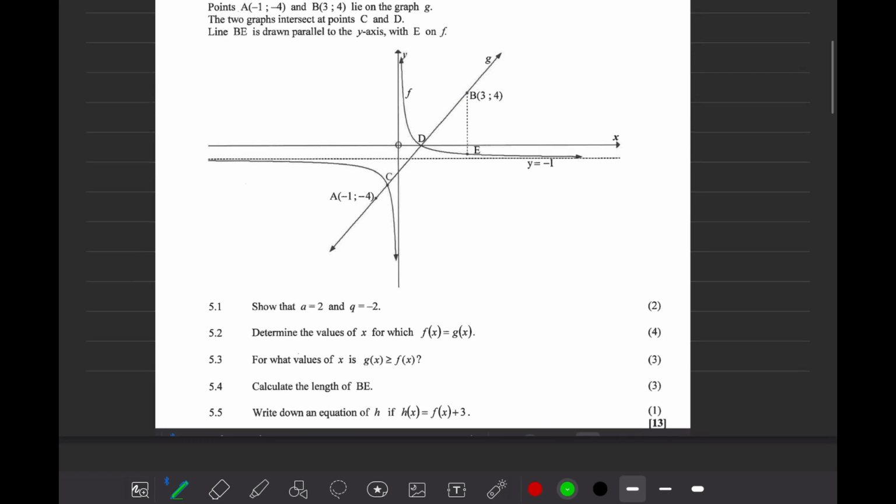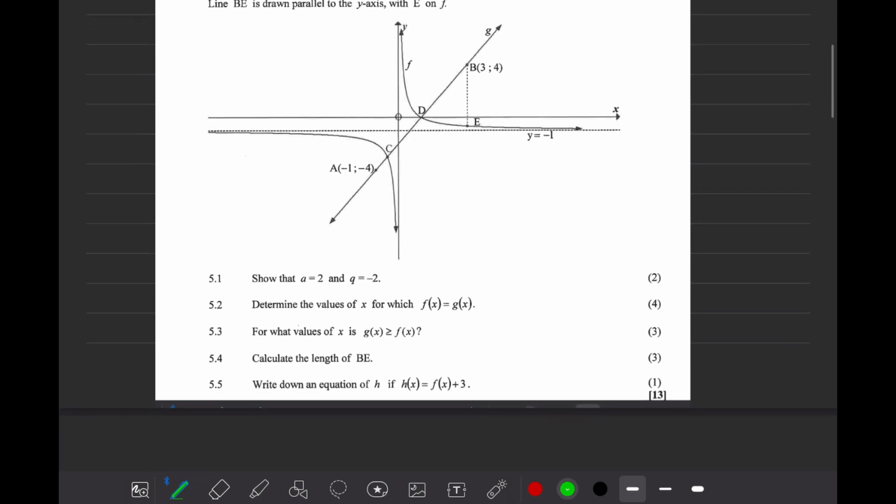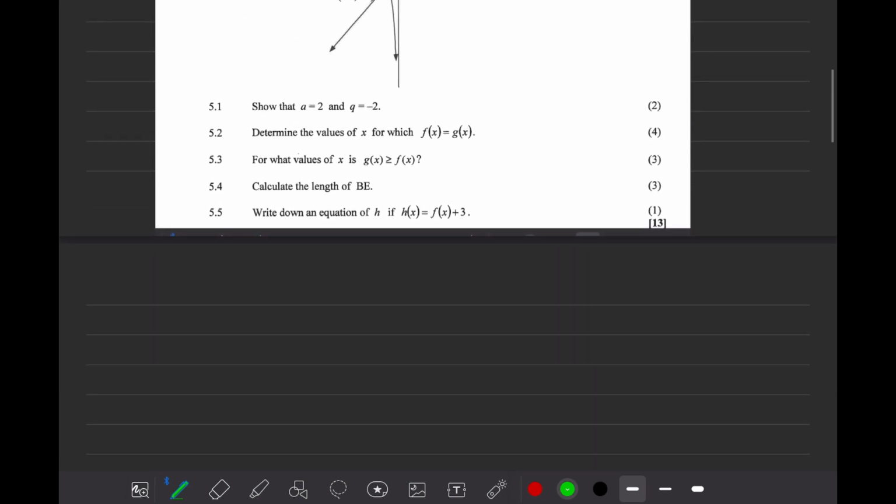The graphs of f of x is equals to 1 divided by x minus 1. Let's write that down. F of x is equals to 1 divided by x minus 1. Now, what type of a function is this? This is a hyperbolic function.